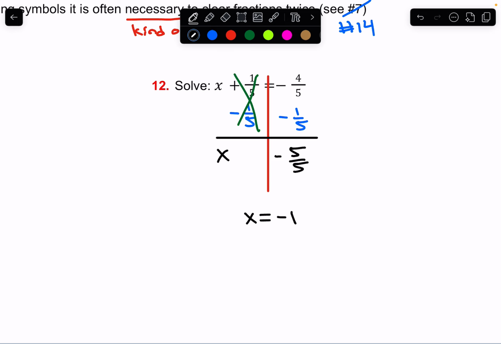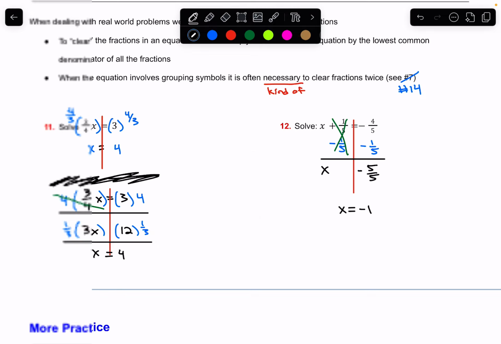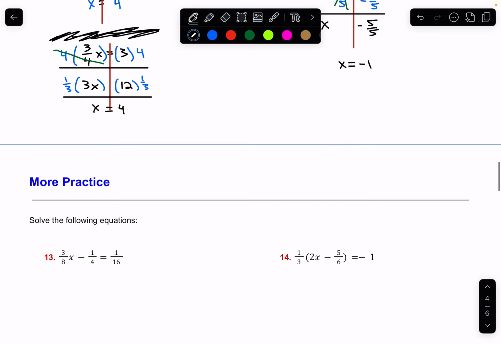Alright, so that one was not meant to be challenging, just meant to remind you that if it is a fraction, remember that a fraction is just a number. So you do the exact same thing you would do if it said x plus 5, which is subtract 5 from both sides. Okay, so we treat fractions no different than other numbers.